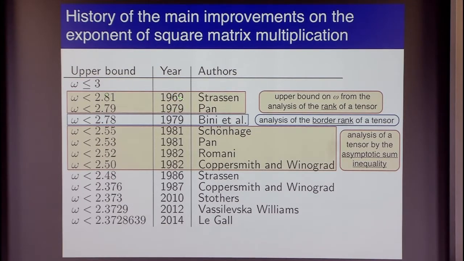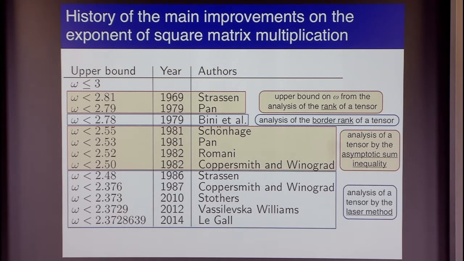Okay, so the first two bounds here were obtained by analysis of the rank, so the first technique. This one by analysis of the border rank, and this bound by the asymptotic sum inequality. And the last 5 bounds were obtained by techniques that I will now explain, which is the laser method.